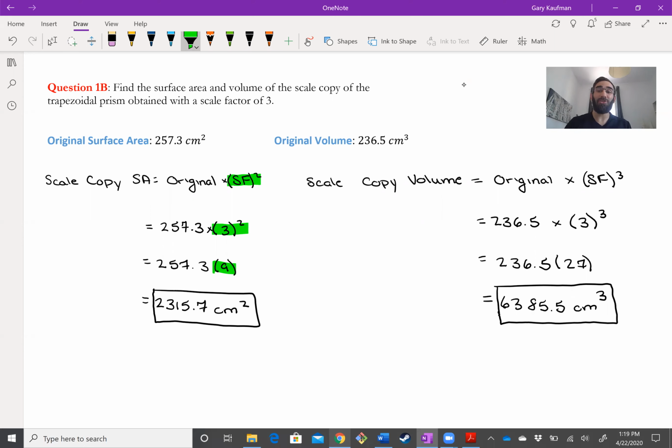On the other hand, volume is units cubed. So we multiply by the scale factor cubed. 3 cubed is 3 times 3 times 3, which is 27, which gives us our scale copy's volume. There's question 1B.